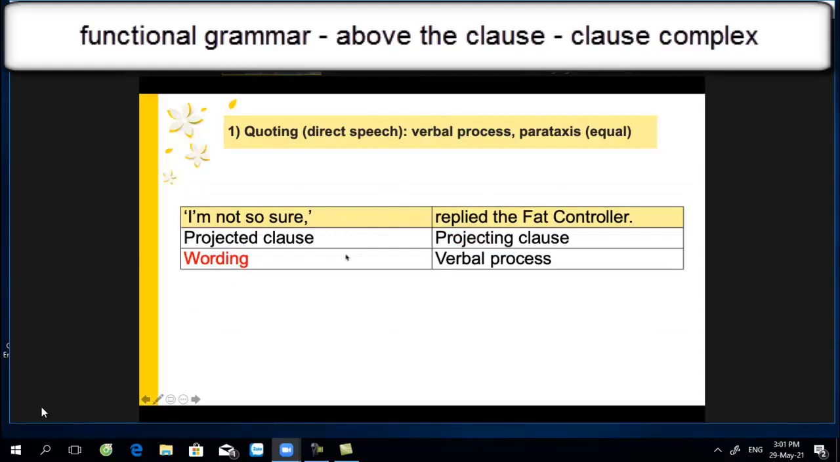Another point you need to remember is the word wording. For example, in this sentence, I'm not so sure is a projected clause, but reply the fact controller is a projecting clause, right? And it's still the verbal process because reply is a verb of saying something. And I'm not so sure we call it a wording.